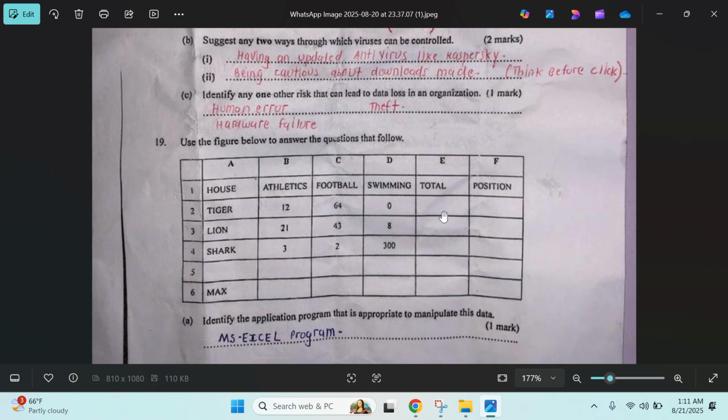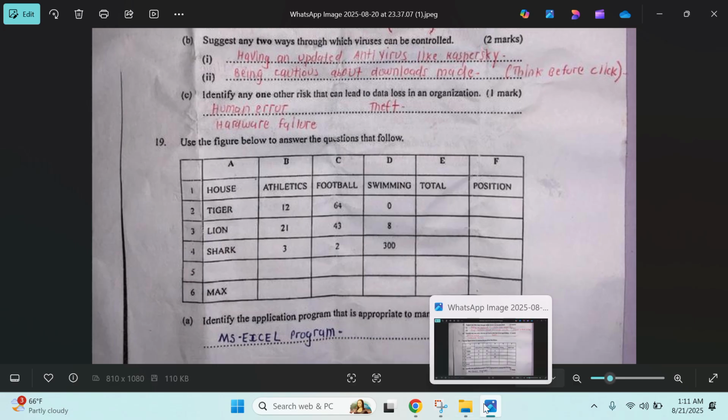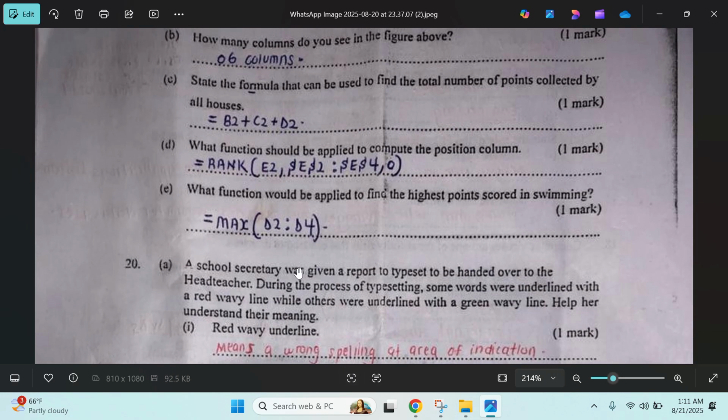So total is in E2 to E4. That's why here I wrote equals rank, open bracket, E2, comma. I locked E2 to E4: $E$2:$E$4, comma 0. Because I was basing on total to return rank. That requires a learner to know the rank function practically on a computer.